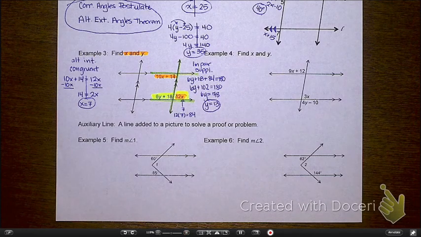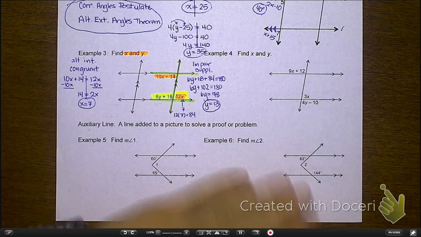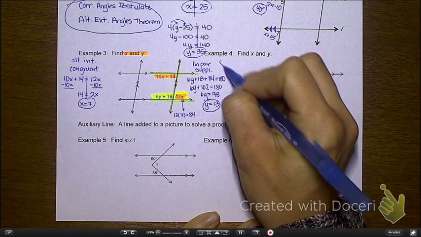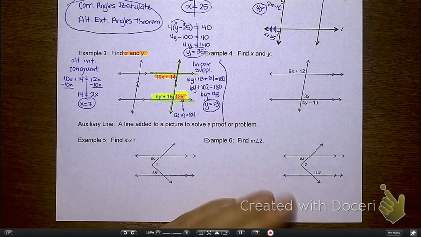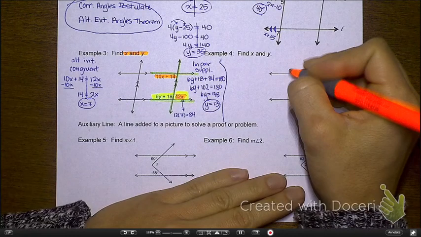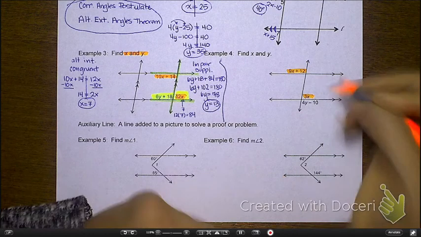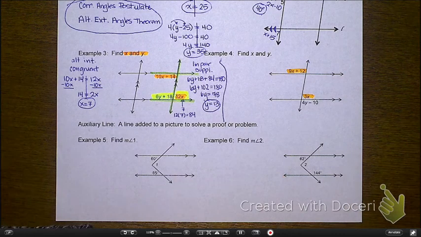Okay, so let's take a look at this one. Okay, what did you guys solve for first? X, okay? So when I was looking at the angles that are involved here in solving for x, okay, what kind of angles were those to each other?